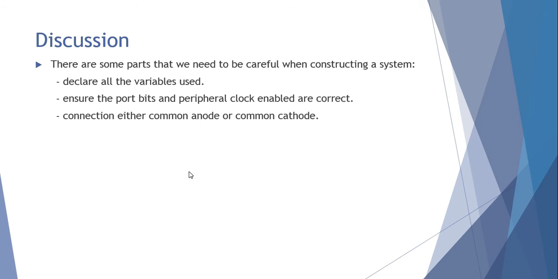There are some parts that we need to be careful about when constructing a system. First, we need to declare all the variables that we use. Second, we need to ensure the port bits and peripheral clock enabled are correct. And the last one is the connection: whether common anode or common cathode, the LED connection needs to be ensured so that we don't make the wrong connection.